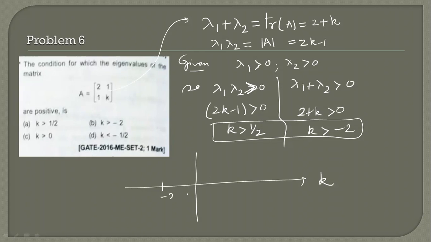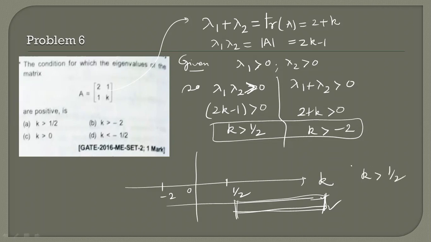Minus 2 will be here only. K is greater than minus 2. It means this is the line for k greater than minus 2. 1 by 2 is here only. K is greater than 1 by 2. It means this is the line. So take the intersection, meaning where you get the two lines. So this is the intersection of these two lines. It means k greater than 1 by 2 is the correct option for this question.